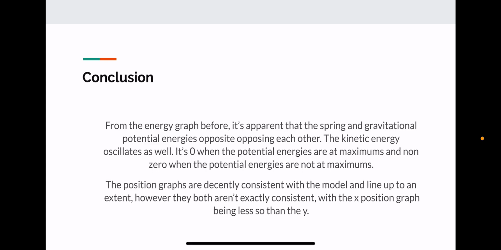From the energy graph before, it's apparent that the spring and gravitational potential energies oppose each other. The kinetic energy oscillates as well. It's 0 when the potential energies are at maximums and minimums, and non-zero when the potential energies are not at those. The position graphs are decently consistent with the model and line up to an extent. However, they aren't exactly consistent, with the X position being less consistent than the Y. Overall, our experiment does support the energy discussion, and it was successful.